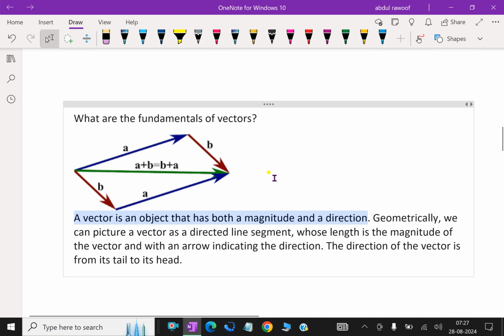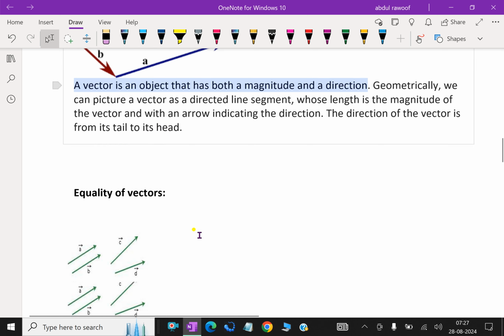What are the fundamentals of vectors? A vector is an object that has both magnitude and direction. We know that. Geometrically, we can picture a vector as a directed line segment, like vector A, vector B, whose length is the magnitude of the vector, with an arrow indicating the direction. That is, the direction of the vector is from its tail to its head. From here, this tail to head is the vector symbol.